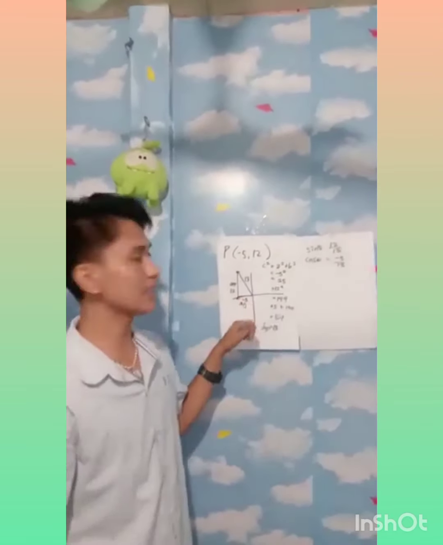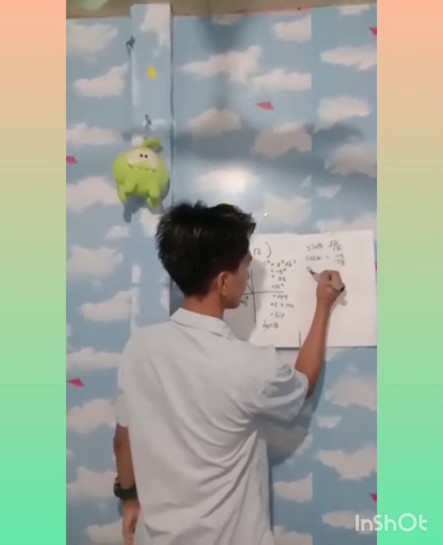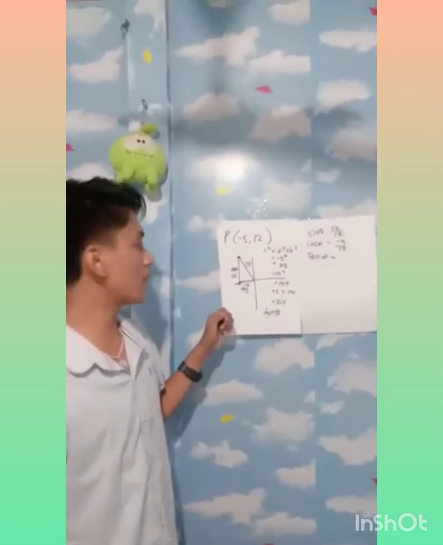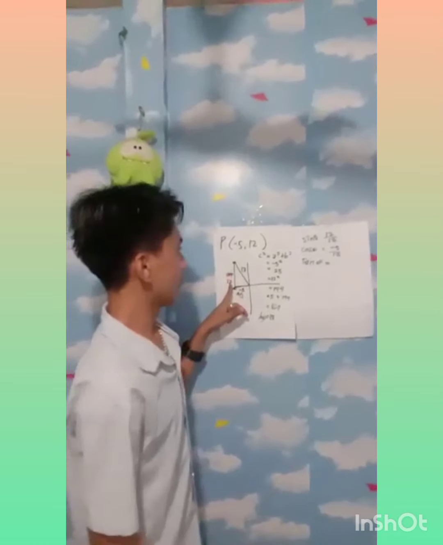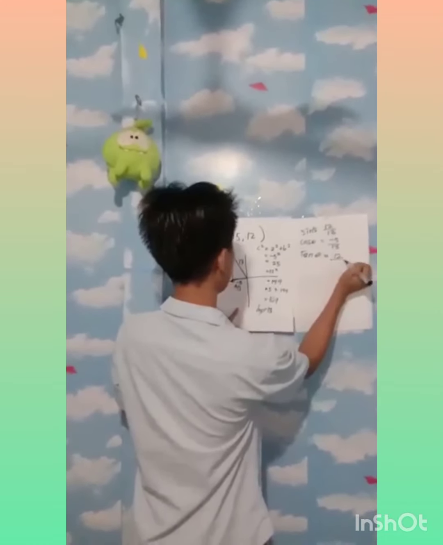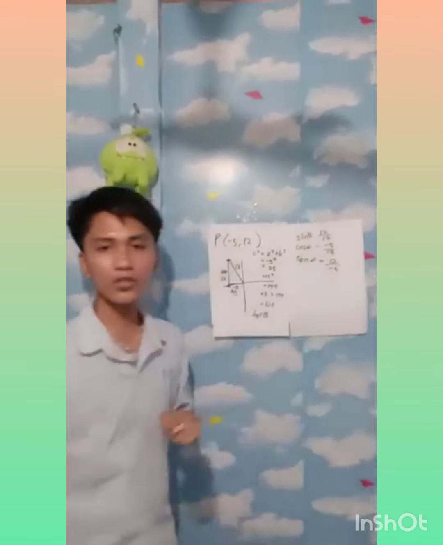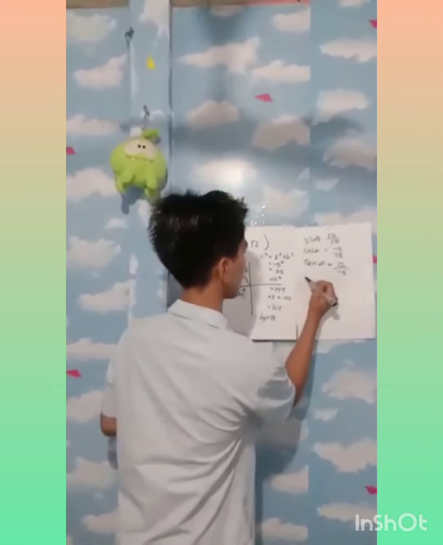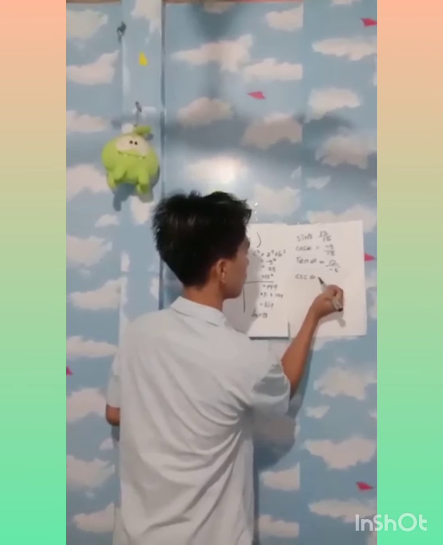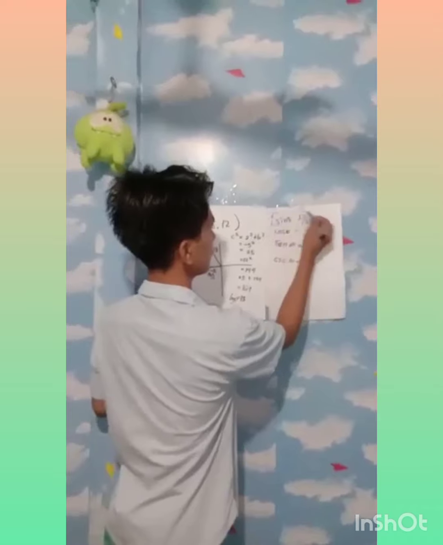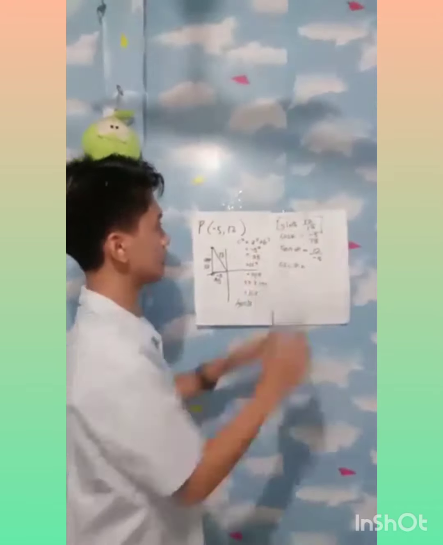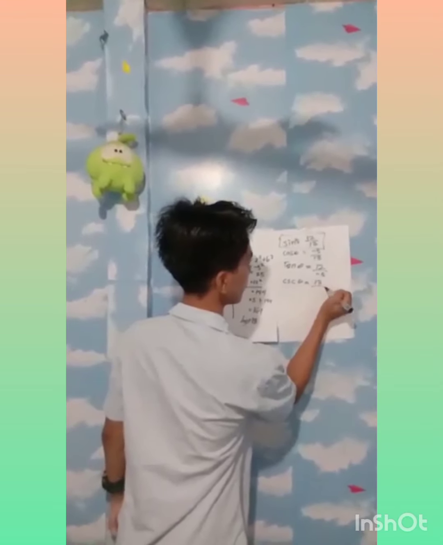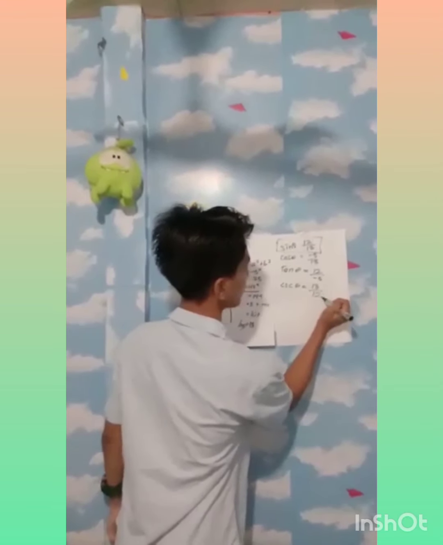Next is to find the tangent theta. Tangent theta is opposite over adjacent. Our opposite value is 12 and our adjacent is negative 5. Let's move on to cosecant theta. We flip the sine theta, the reciprocal of this, and the value will be the cosecant theta. So it would be 13 over 12.